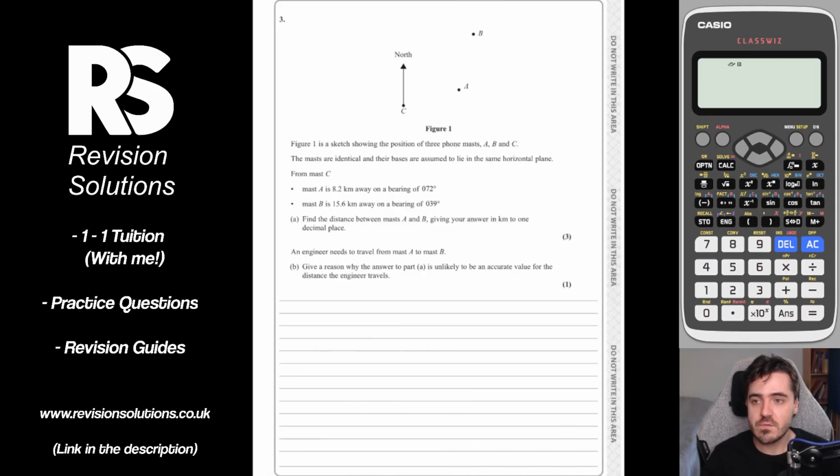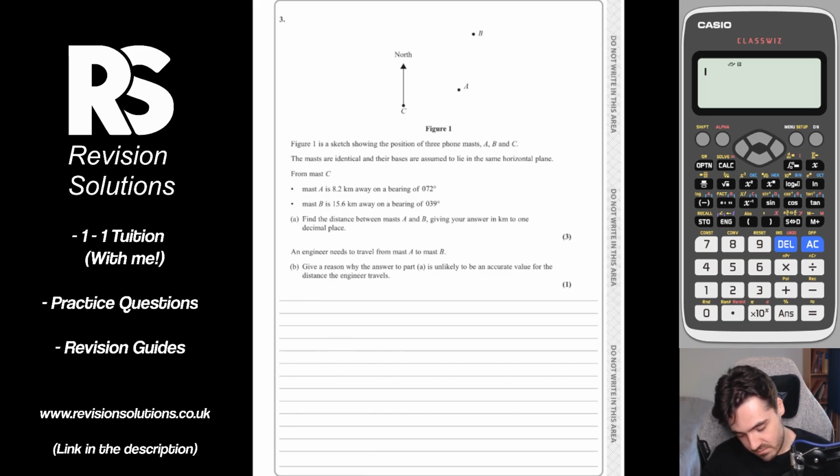Moving on now to question 3, we have figure 1 is a sketch showing the position of 3 phone masts A, B, and C. The masts are identical and their bases are assumed to lie in the same horizontal plane. From mast C, mast A is 8.2 kilometers away on a bearing of 72 degrees, and mast B is 15.6 kilometers away on a bearing of 39 degrees. Find the distance between masts A and B, giving your answer in kilometers to one decimal place.